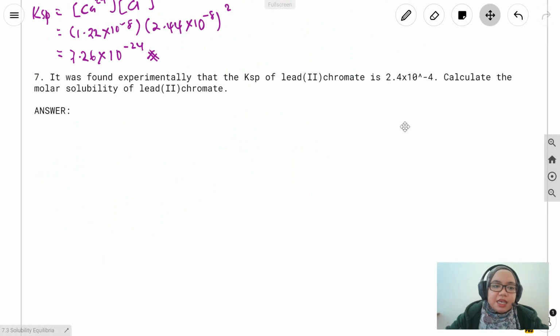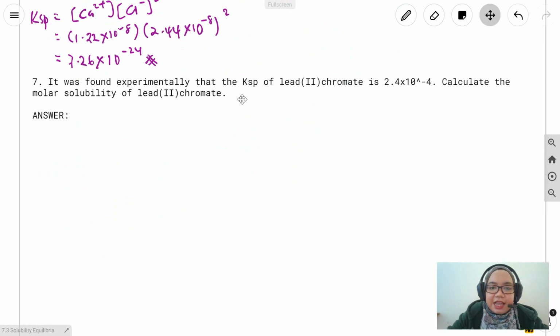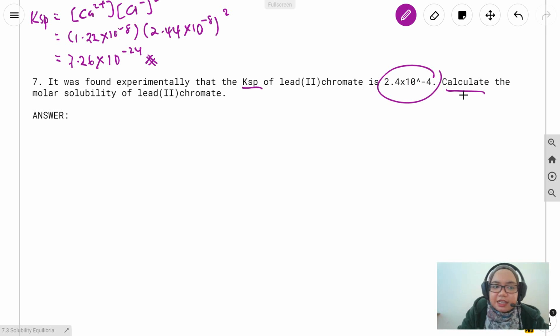It says here, it was found experimentally that the Ksp of lead(II) chromate is 2.4 times 10 to the negative 4. So, this is the Ksp for lead(II) chromate. Calculate the molar solubility. Okay, this question is a bit nicer. It tells you it wants the molar solubility of lead(II) chromate.